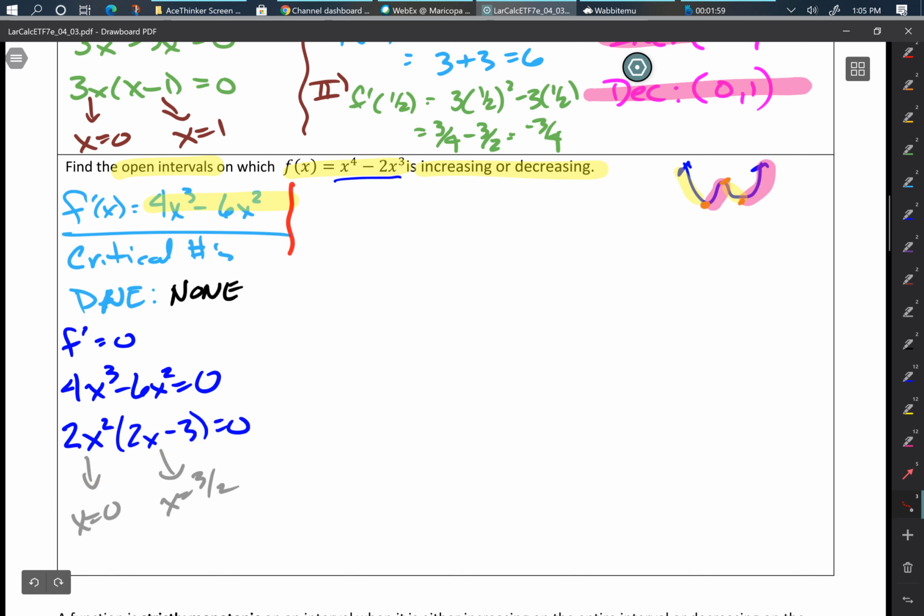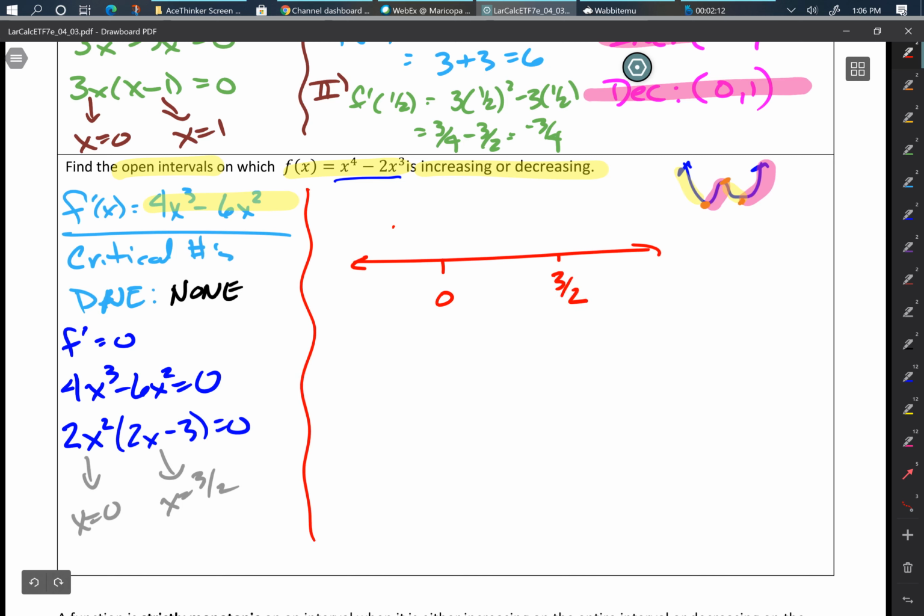All right, so now what do I need to do? Now I need to figure out what's going on here. I've got a critical number at 0. I've got a critical number at 3/2. That's going to give me 3 intervals that I need to test. I'll test interval number 1 first. I need a number from interval number 1. I'm going to pick the value of -1. And I'm going to find the value of the first derivative at -1.